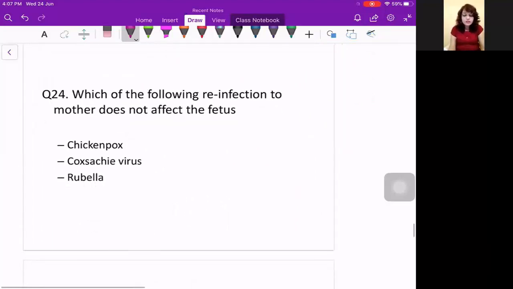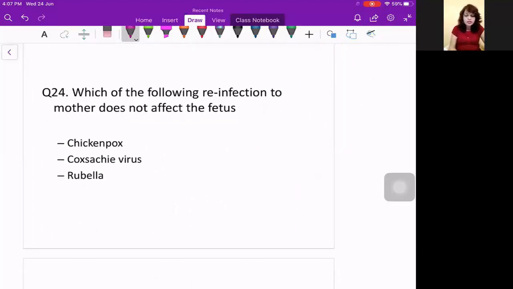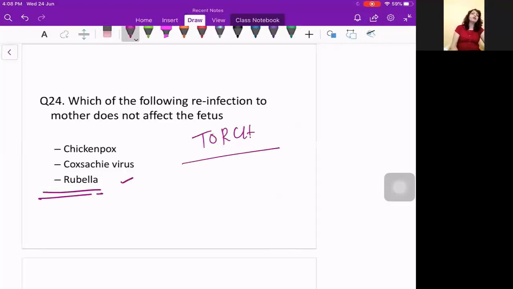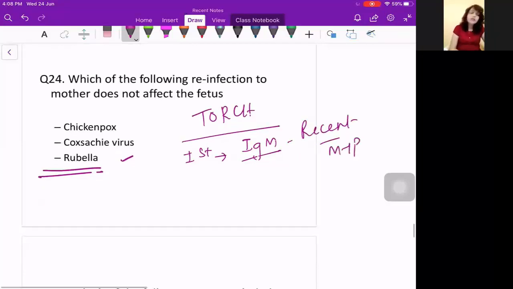Next. Which of the following reinfections to the mother does not affect the fetus? They're asking from the TORCH group of infections. So I would mark rubella as my answer, because if she develops a rubella infection in the first trimester, there is formation of IgM antibodies, but these are large molecular weight antibodies that do not cross the placenta. From the IgM titers, which say that she has recently got the infection, MTP should be considered because of the risk of congenital rubella syndrome.